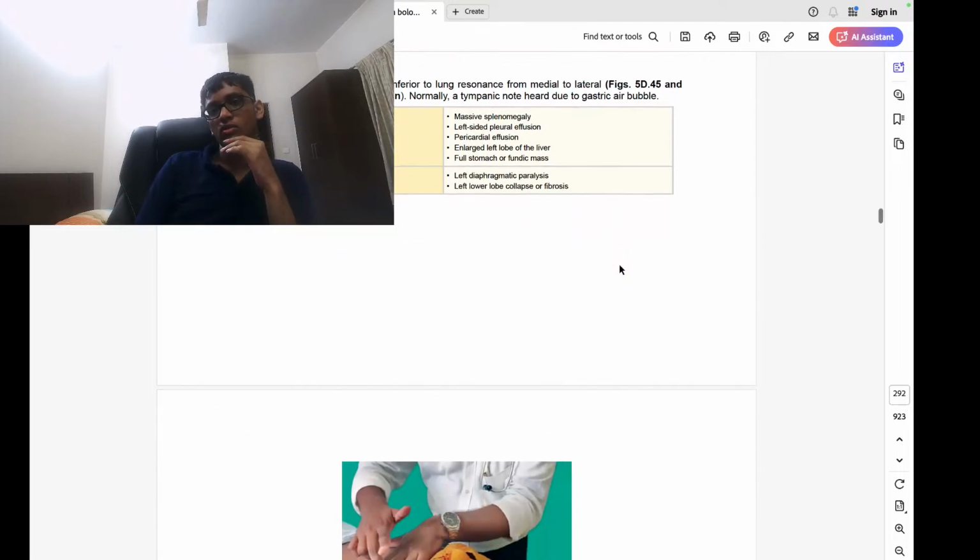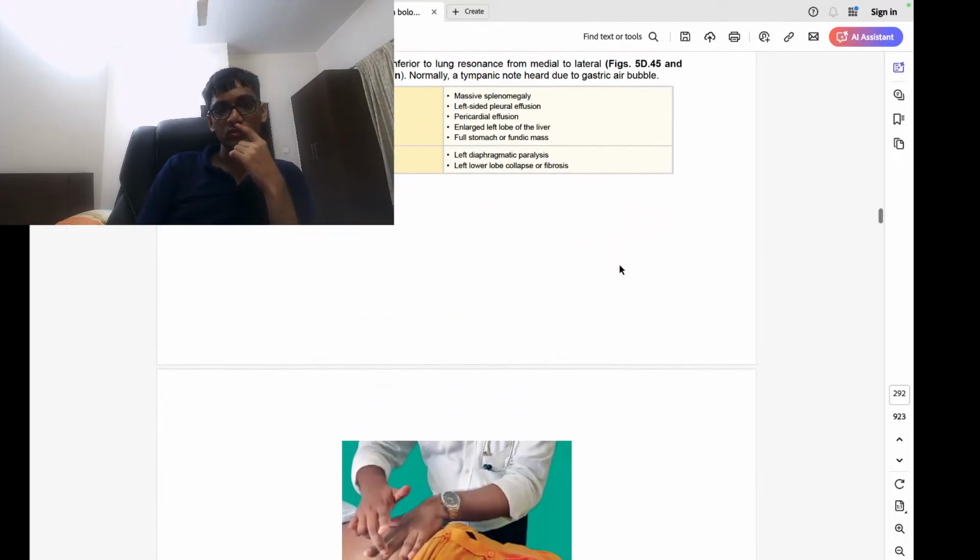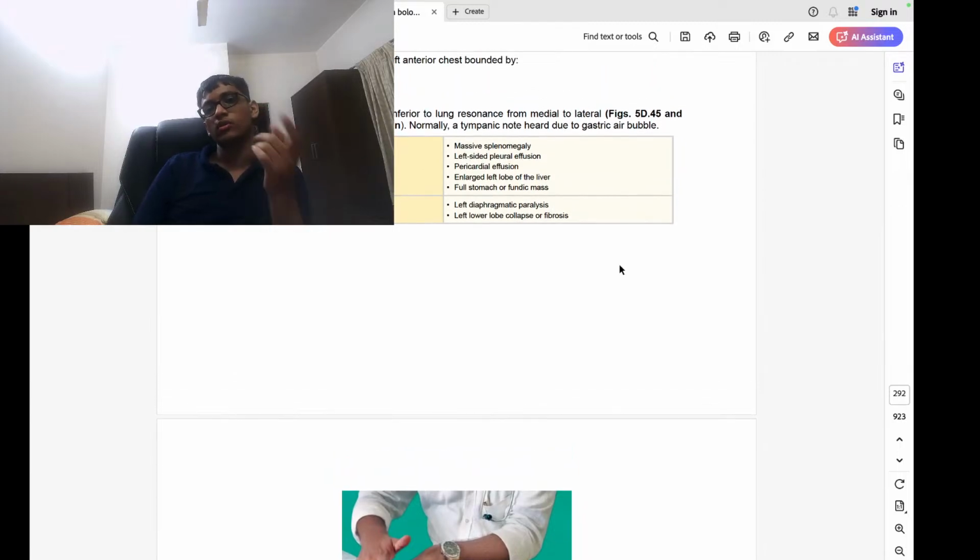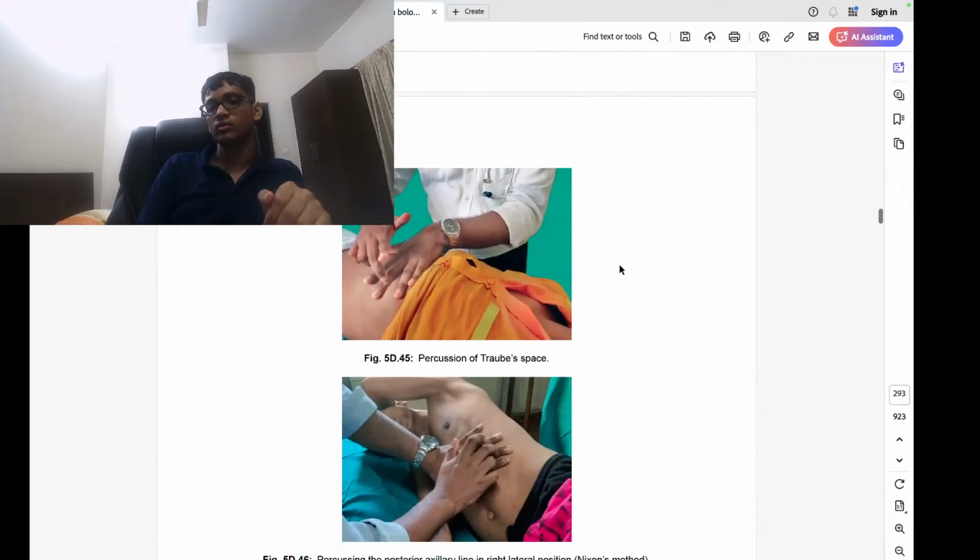Normally, a tympanic note is heard due to the gastric air bubble. Obliteration of Traube's space is seen in massive splenomegaly, left-sided pleural effusion, pericardial effusion, enlarged left lobe of the liver, and a full stomach or fundic mass. Upward shift of Traube's space is seen in left diaphragmatic paralysis, left lower lobe collapse, or fibrosis.